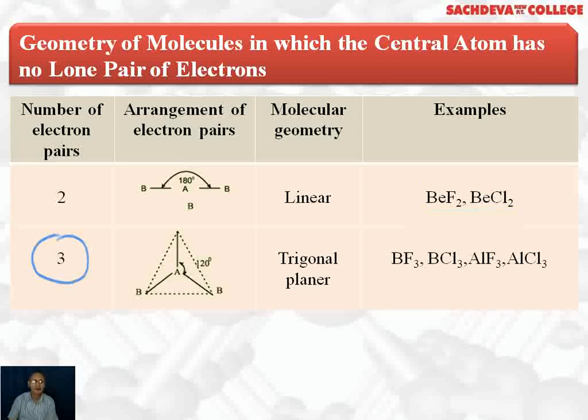Now we are taking three bonded pairs. If we have three bonded pairs of electrons, the maximum distance between the atoms should be 120. That is, the molecule should have the shape trigonal planar. Trigonal planar has a bond angle of 120 and the atoms are at maximum distance apart so that there is minimum repulsion. Examples are BF3, BCl3, AlF3, AlCl3. These are all trigonal planar because they have three bonded pairs of electrons.